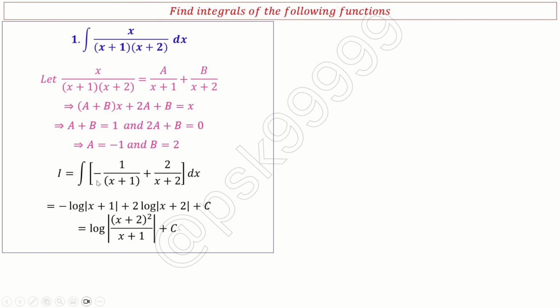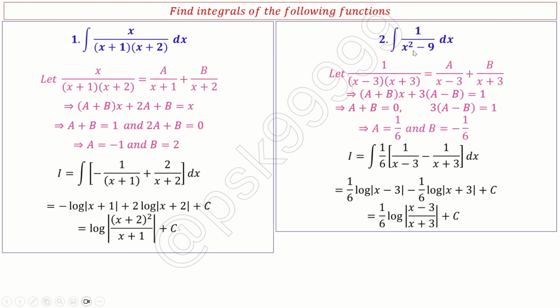Now individually I can solve this. It is minus log of (x + 1) plus 2 log of (x + 2) plus constant. Okay, so if I rewrite this, the 2 will become a square and this will go to the denominator, right? So log of (x + 2) whole square divided by (x + 1) plus constant. So this is how you solve partial fraction problems. Use the given fraction and derive partial fractions of that one, and then individually you can solve them. Most of them you will get in this form, so you will get log of this one, right?